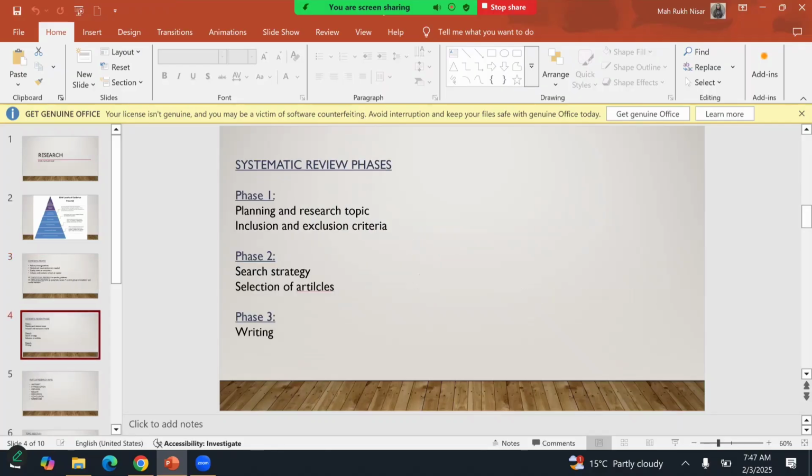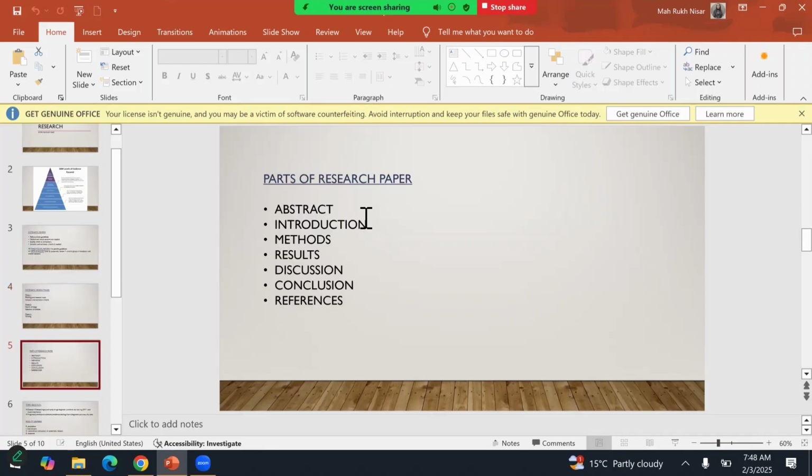So while writing our systematic review, we will do it in three phases. Our phase one is planning and selecting a research topic and deciding our inclusion and exclusion criteria. After finalizing our topic, we would do the search strategy and we would select our final articles. That is phase two. It is the longest phase of our research writing. And phase three is writing our paper: the result, the method, and the conclusion of the paper.